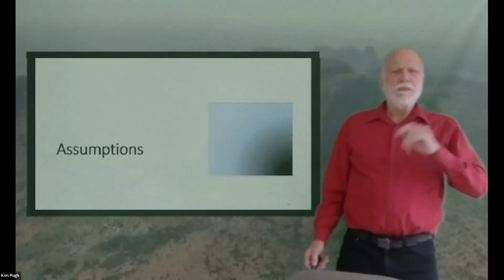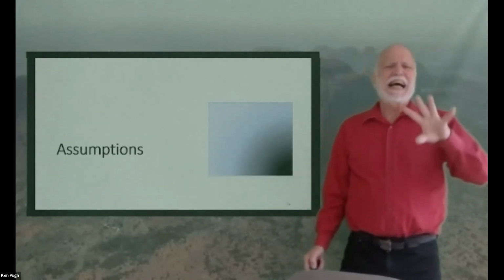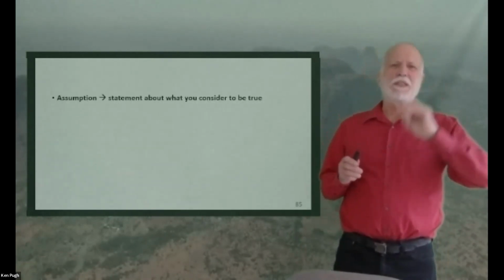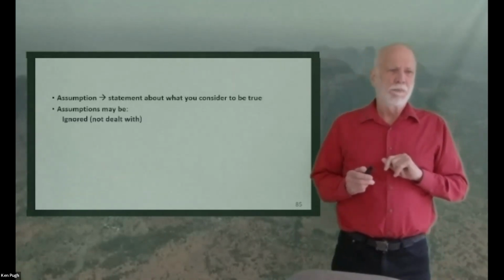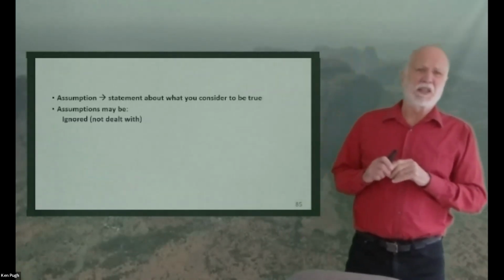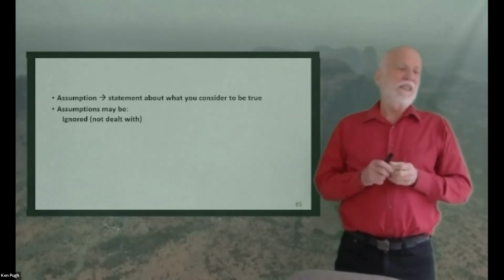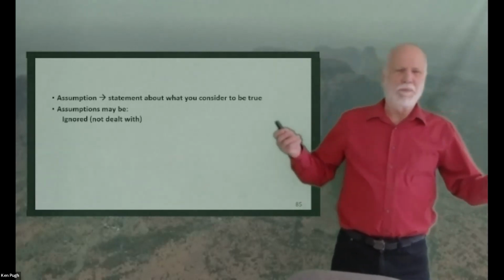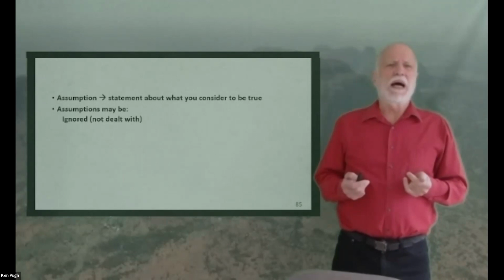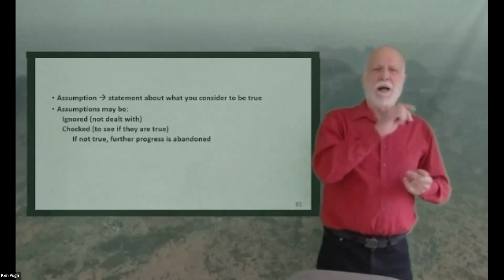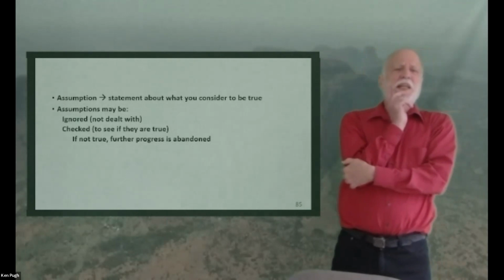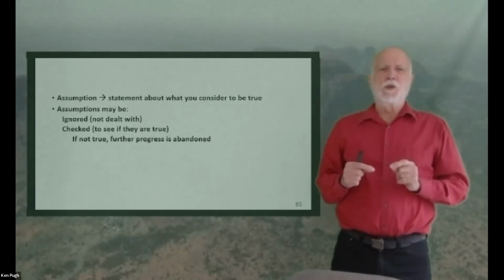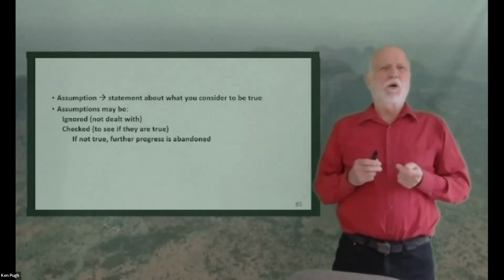So, last little part is assumptions. An assumption is a statement about what you consider to be true. Now, there's a couple of things you can do with an assumption. You can ignore them. You can just say, yep, that's what it is, I'm going to do all of my behavior without worrying about it. Well, maybe you want to check them. Maybe you want to make sure that they're true, and if they're not true, then you don't go onward.